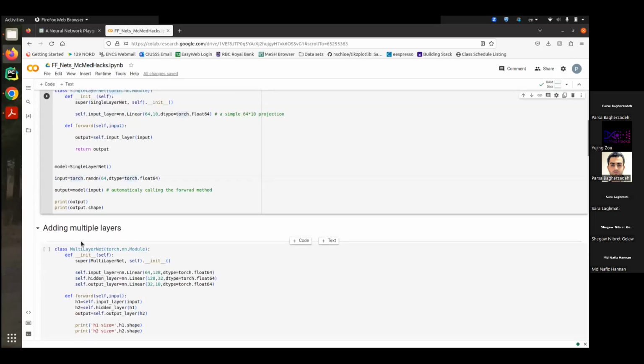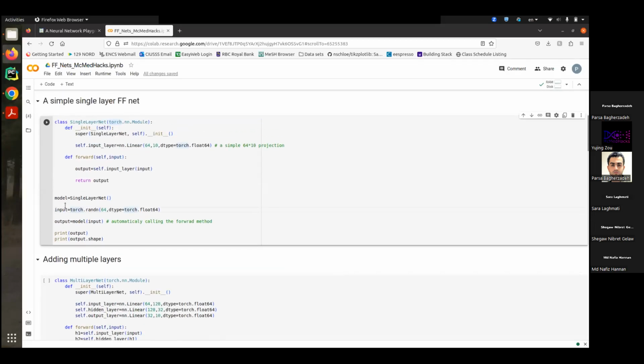So this is a totally arbitrary input. Then I'm giving this input to my model and expecting an output. As I mentioned, when I'm giving an input to this model, it automatically goes to this forward function if it is declared as a PyTorch module. Okay, so this input goes through this forward function.